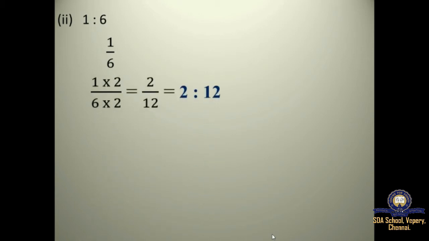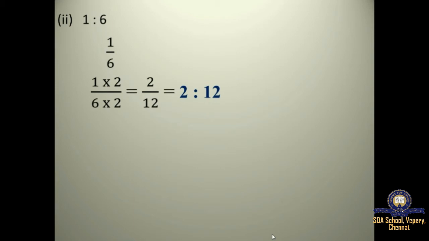Okay. So when you multiply 1 with 2, you will be getting 2. That is 1 multiplied by 2 is 2, and when you multiply 6 with 2, that is 6 multiplied by 2 is 12. Okay. So this is the fraction form, and when you convert the fraction to the ratio form, you will be writing it as 2:12. Okay. So we'll be moving to the second equivalent ratios.